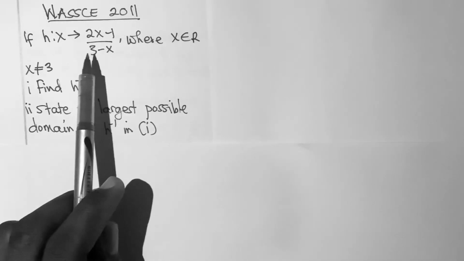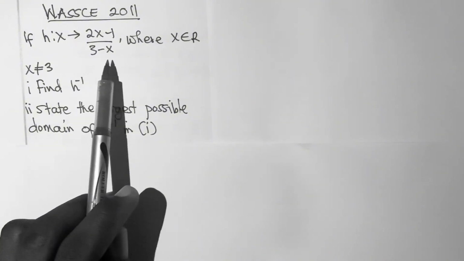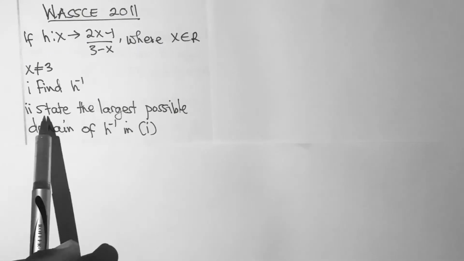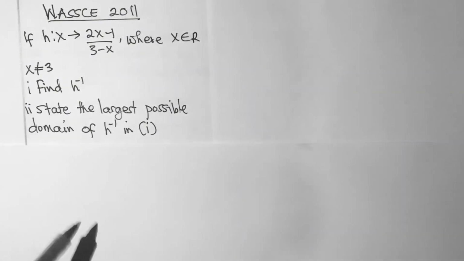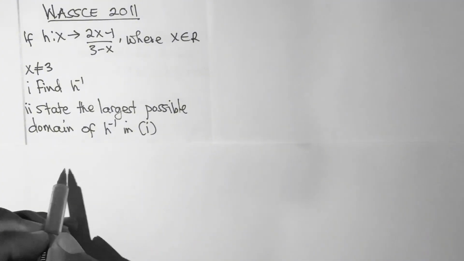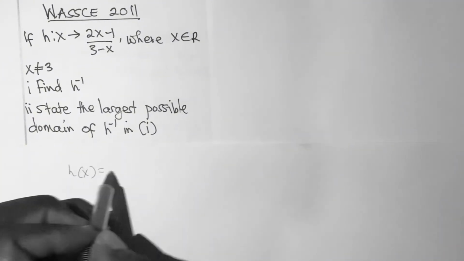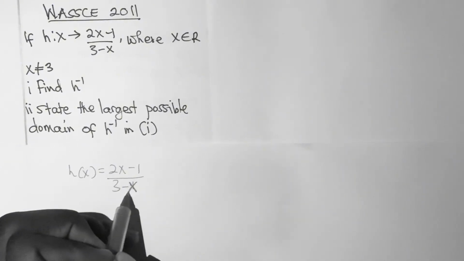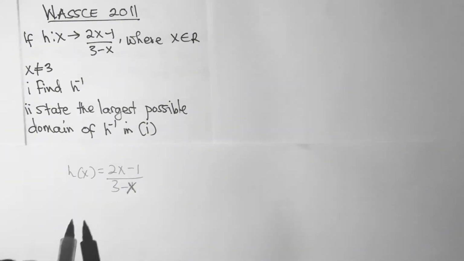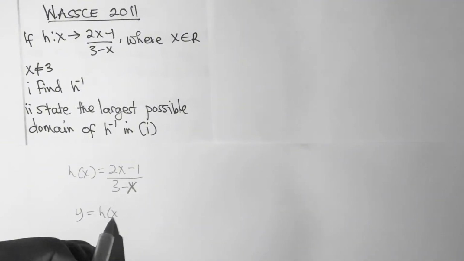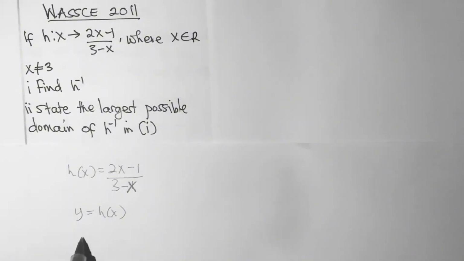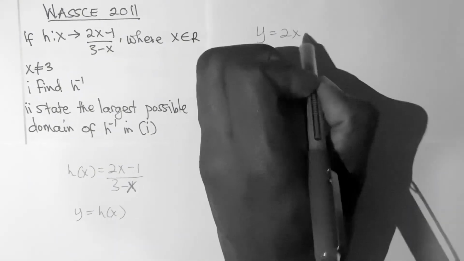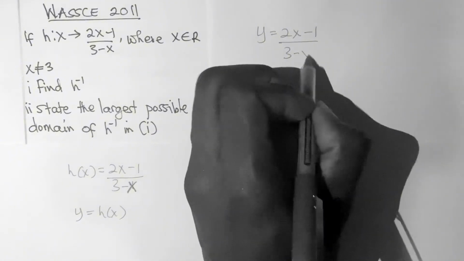If h is such that x maps to (2x minus 1) divided by (3 minus x), where x is a member of real numbers and x is not equal to 3, find h inverse and state the largest possible domain of h inverse. So now, we know that h of x is equal to (2x minus 1) divided by (3 minus x). So to find h inverse, let's let y be equal to h of x. So this implies that y is equal to (2x minus 1) divided by (3 minus x).